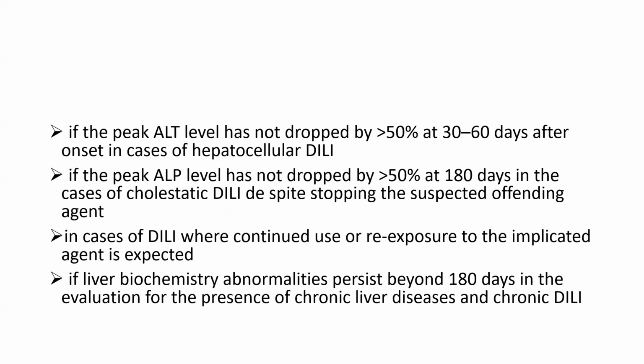It may also be considered if the peak ALT level has not dropped by more than 50% at 30 to 60 days after onset in case of hepatocellular DILI, and if the peak ALT level has not dropped by more than 50% at 180 days in case of cholestatic DILI, despite stopping the suspected offending agent. It is also considered in DILI where continued use or re-exposure to the implicated agent is expected, and if liver biochemistry abnormality persists beyond 180 days, in evaluation of the presence of chronic liver disease and chronic DILI.